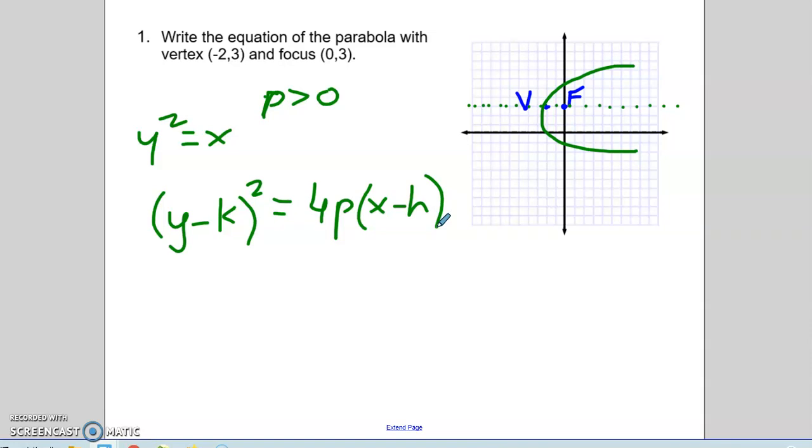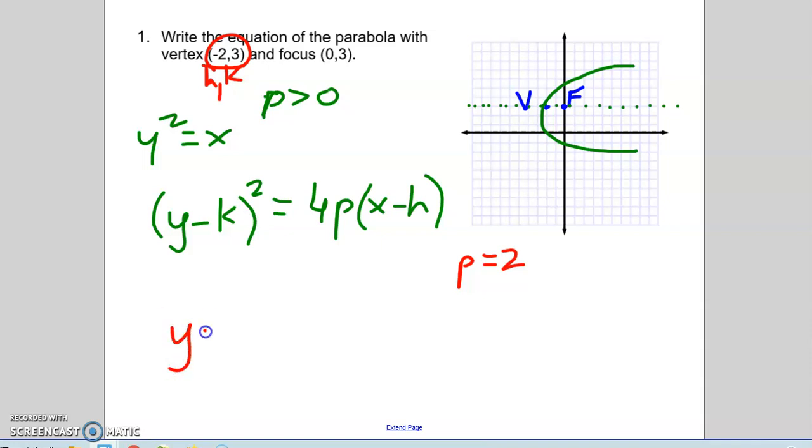Okay, so now I've got a couple of things here. I've got the distance from my vertex to my focus. So I know here that p is equal to 2 already, just by looking at that. And I know it's positive as well. So that part is fine. And then my vertex, I have my coordinates right there. So I've got my h and k already over there. Okay, so let's finish this off.